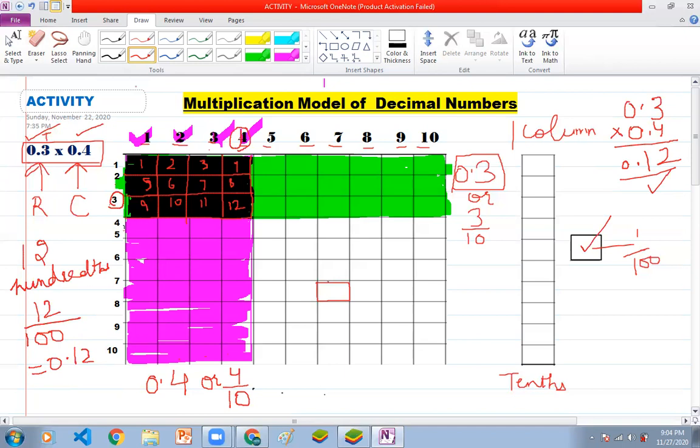In the same way, you can represent the decimal numbers of different numbers. So this is how we are learning the decimal numbers on graph paper.